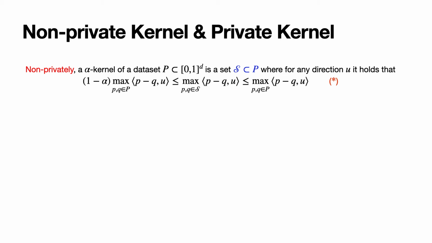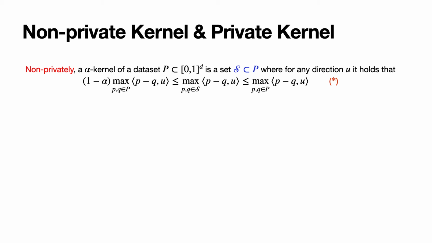In the private case, we cannot directly release data points since that will violate privacy. So, in the private case, we don't use the condition that S be a subset of P. Note that in the non-private definition, inequality star implies that the convex hull of S is contained in the convex hull of P, and the convex hull of S contains a 1 minus alpha scaling of the convex hull of P.